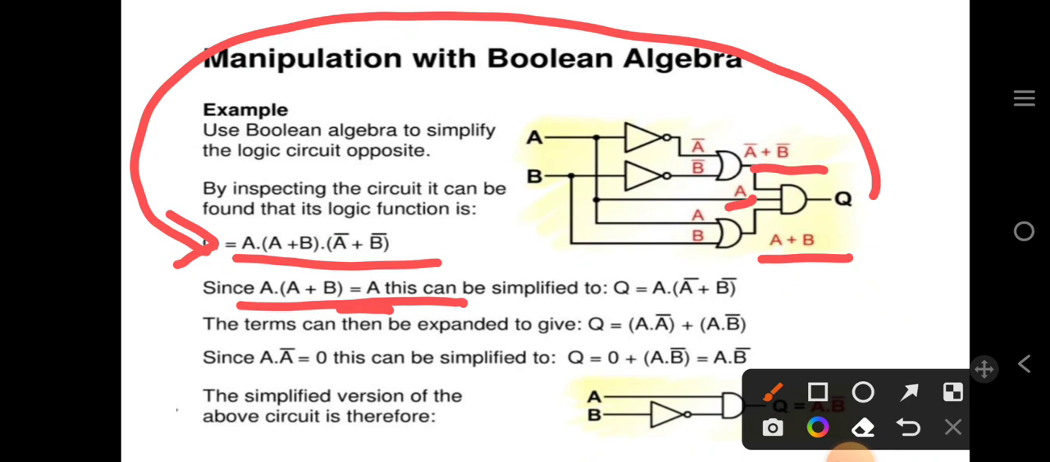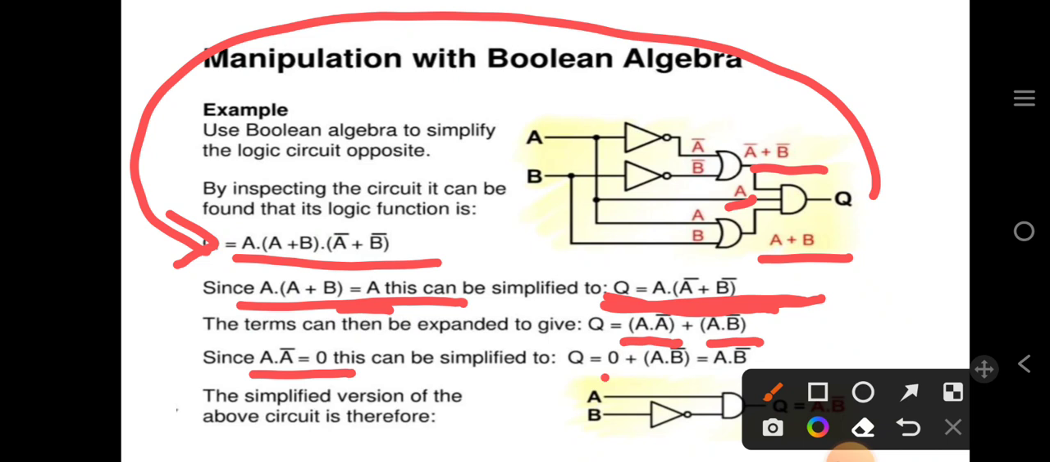So you can write the complete equation as Q equals A dot (A bar plus B bar). The terms can be expanded to give... Now this equation we have to expand, so simply multiply the bracket by A. So the first term will be A dot A bar and the second term will be A dot B bar.